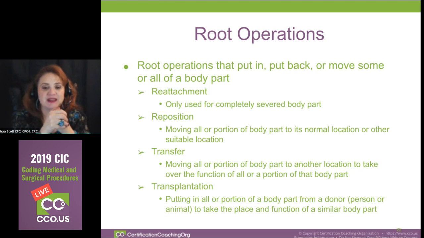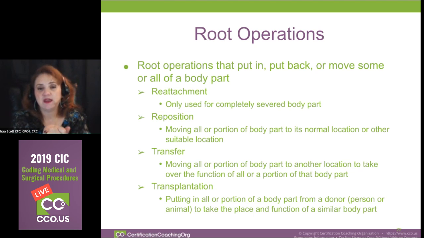Transplantation, you're putting in all or a portion. So again, that's kind of the same, but we're not moving, we're putting in from a donor. It could be a person or an animal, and it takes the place and function of a similar body part. So a pig valve would work.